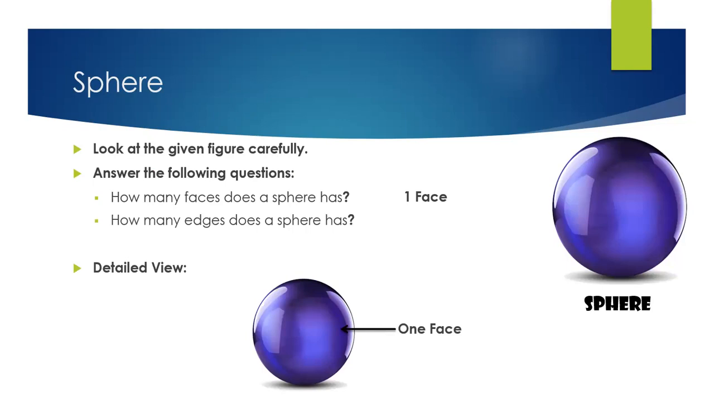How many edges does a sphere have? I told you earlier when two faces meet each other, they form an edge. As in a sphere, there are no more faces. There is only one face. So we can say that there are no edges. Similarly, there are no vertices in a sphere. So a sphere is having only one face, no edges, and no vertices.